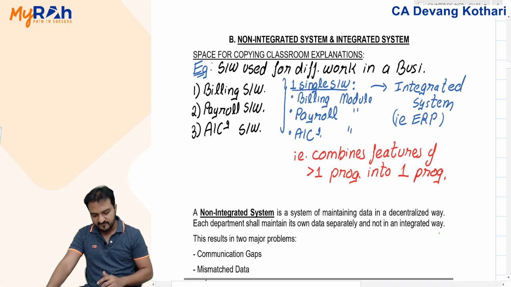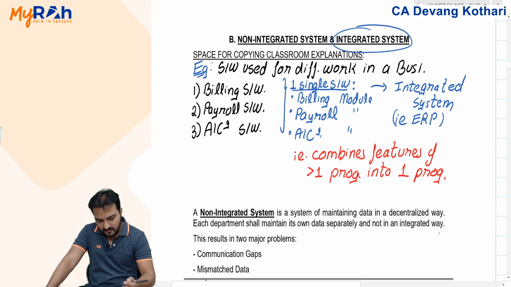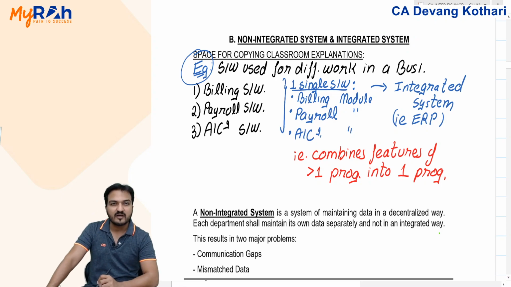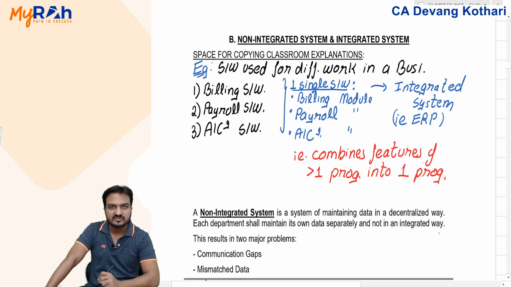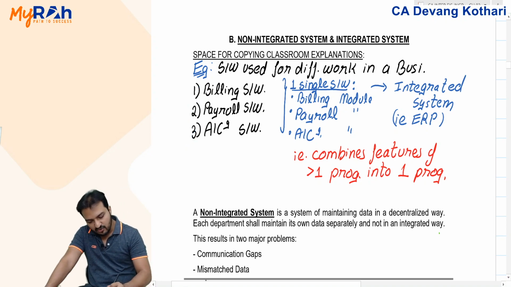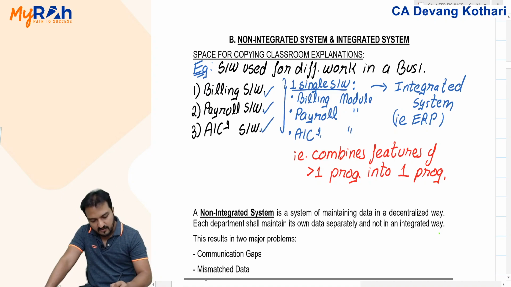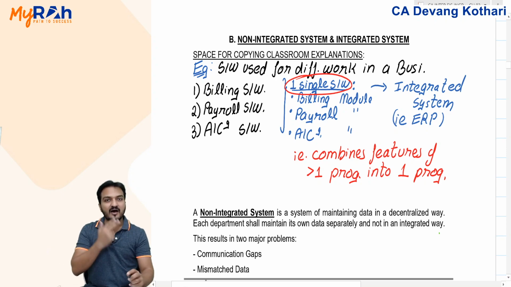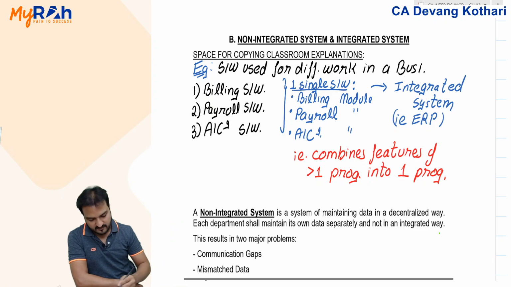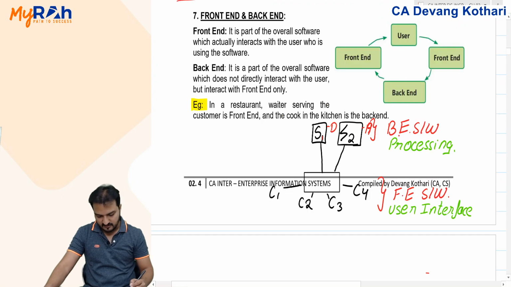Further, the important part of the chapter is a discussion regarding integrated system. I explained integrated system with one example here: if my business requires billing software, payroll software and accounting software, all three of them, then instead of having three separate softwares for each of this work, what I can do is call a programmer and tell him to make one single software that will do all the three things. I can create a single software which will do billing, payroll as well as accounting work also.